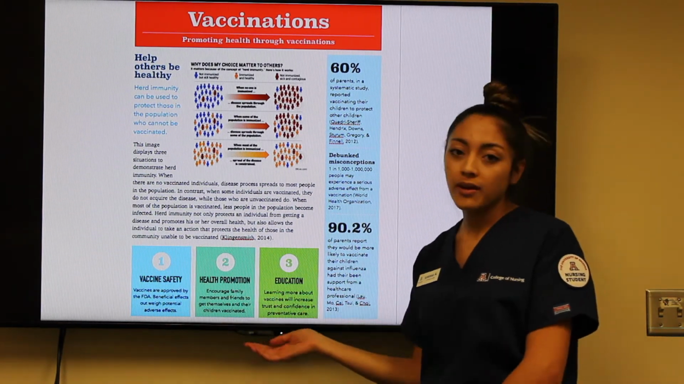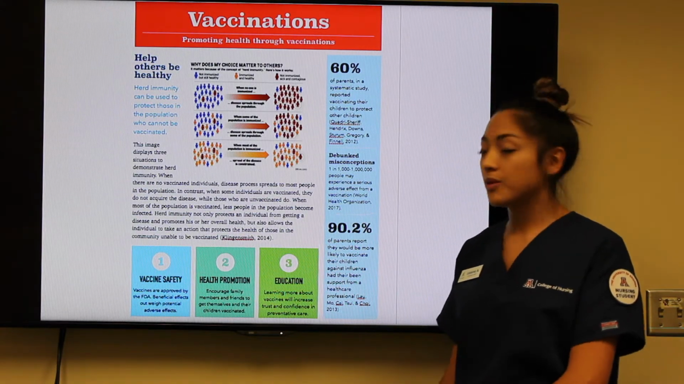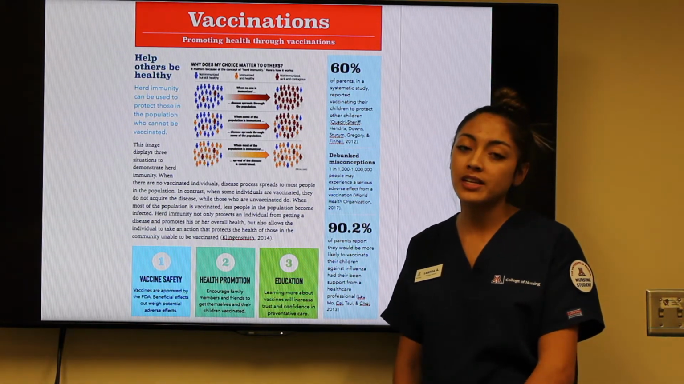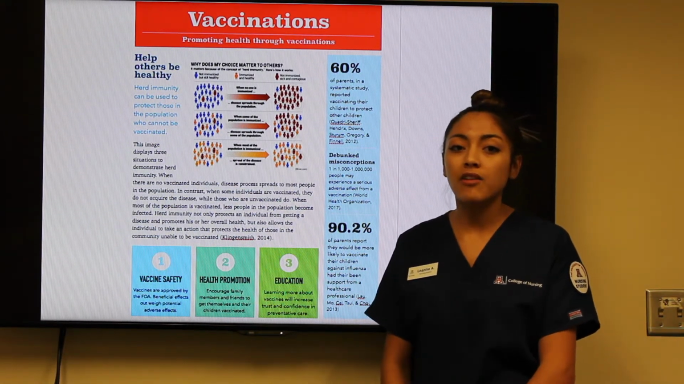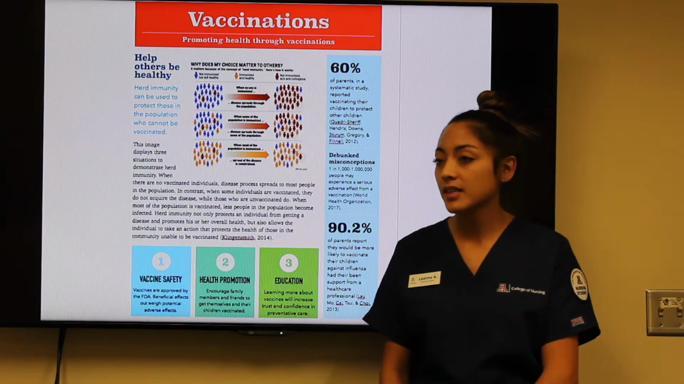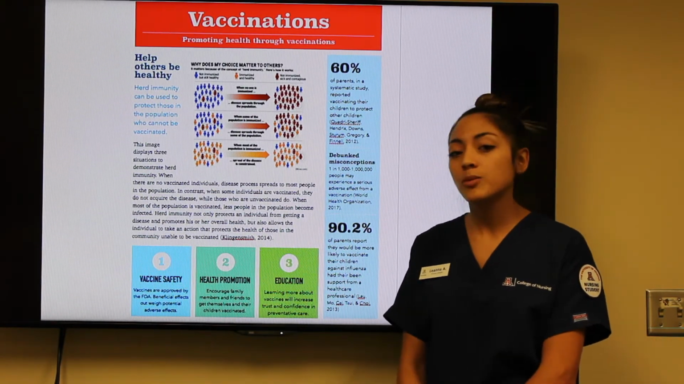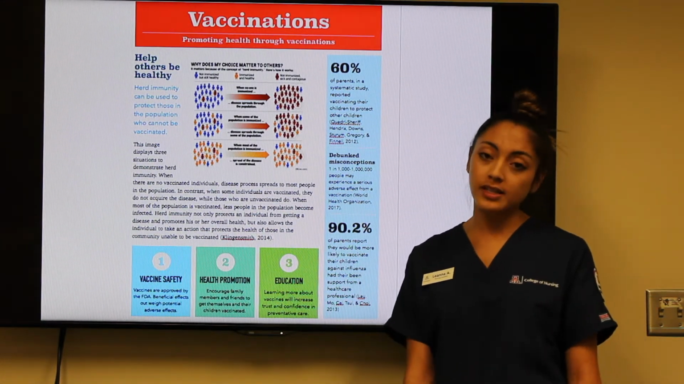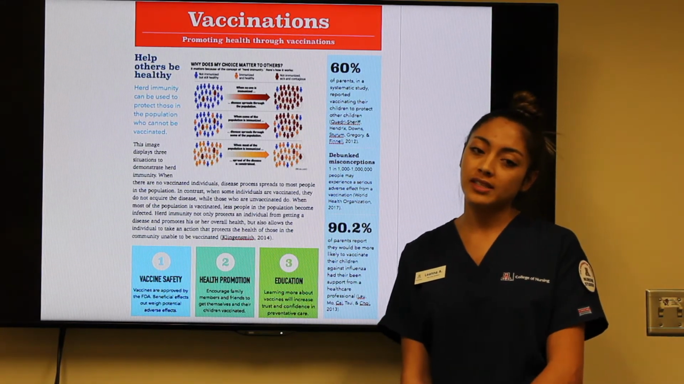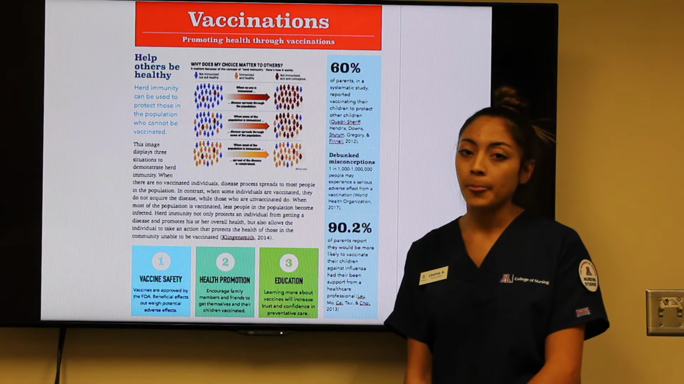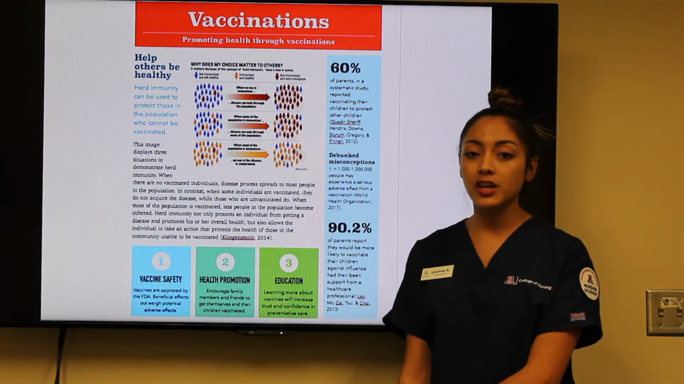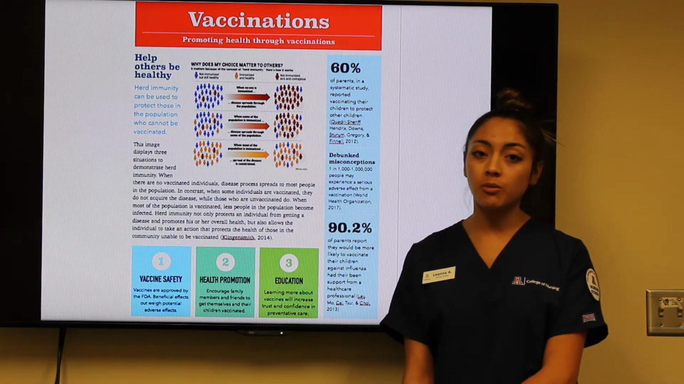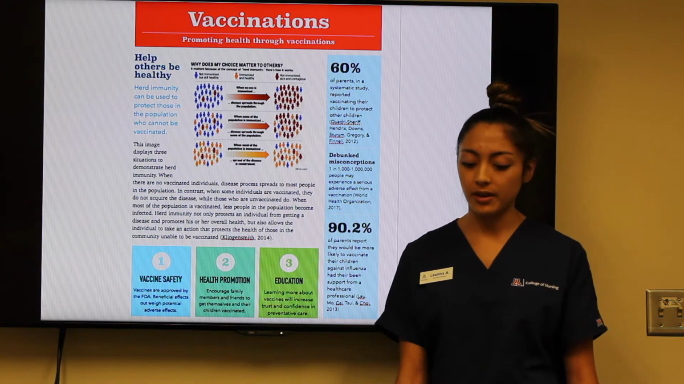Down here we have 3 main factors that it's important to remember about vaccines. The first one is vaccine safety. Vaccines are approved by the FDA because they have more beneficial outcomes than adverse effects. The second important thing to remember is health promotion. It's important to encourage family members and friends to get vaccinated and to vaccinate their children also, and that goes along with herd immunity. The third point to remember is education. It's important to ask questions about vaccines so we can learn more about them and be more confident in them when we do get them.